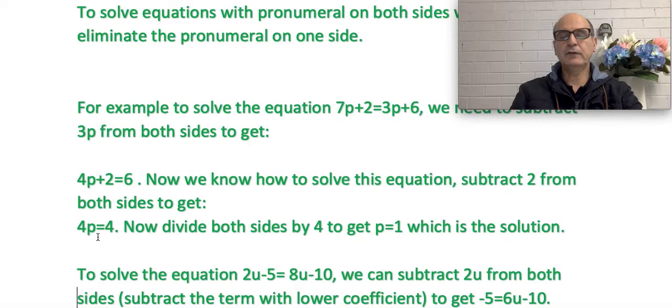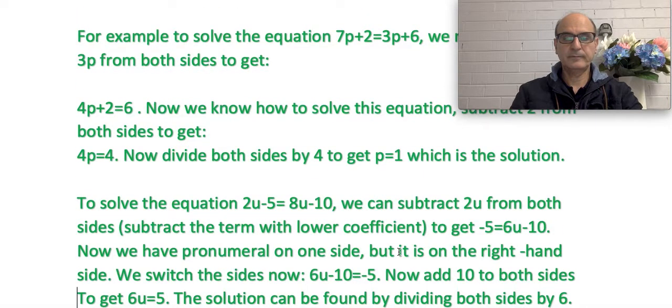And now you divide both sides by 4. Because p has been multiplied by 4, you've got to undo it. So divide both sides by 4 and you end up with p equal to 1, which is your solution.